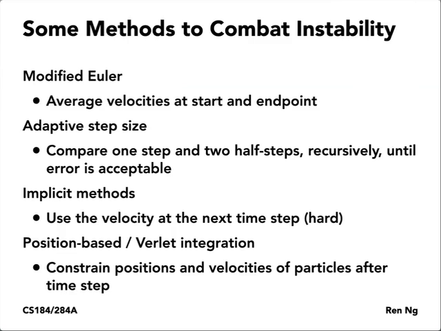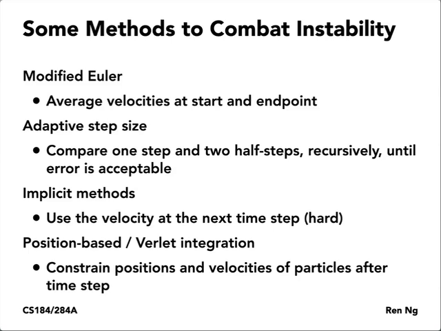Okay, so let's talk about combating instability. Some methods to combat instability are as follows. You can do a modified Euler. You could average the velocities at the start and end point before applying them to update the position of the particle and its velocity. This is pretty easy to do. I'll talk more about it later. It turns out it doesn't solve the fundamental problem of instability, but it could slow it down a little bit.